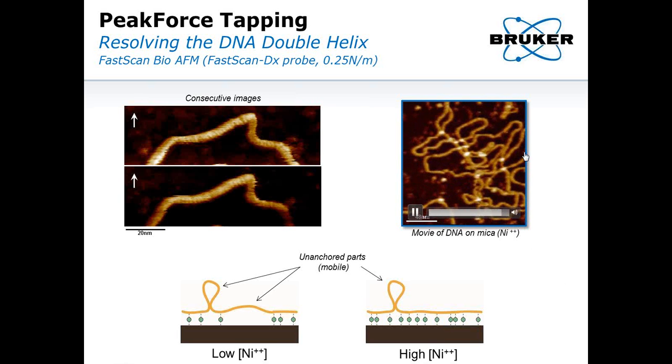Let me show you a little video here. Those images are taken sequentially, and you can see some part of the DNA chain is immobilized and some parts are moving around a little bit. That's because some part of the chain is anchored to the surface by ionic force. Here are nickel ions, and some part is not anchored, so it's moving around. But again, this is to show you AFM works in liquid, and it gives you high resolution.